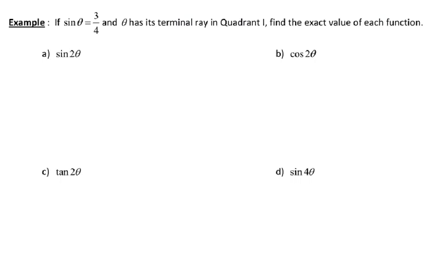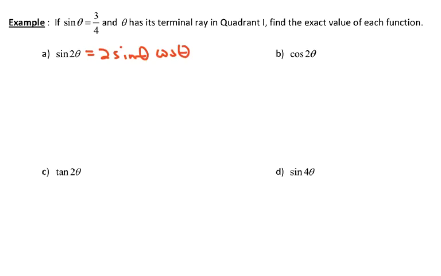So let's show you how the formulas work. If the sine of theta is 3 over 4, and theta has its terminal ray in quadrant 1, find the exact value of each function. Well, first of all, we said that the sine of 2 theta was 2 sine theta cosine theta. I know the sine of theta, it's 3/4, but I don't know the cosine of theta.